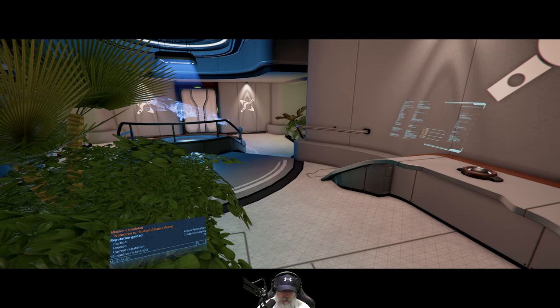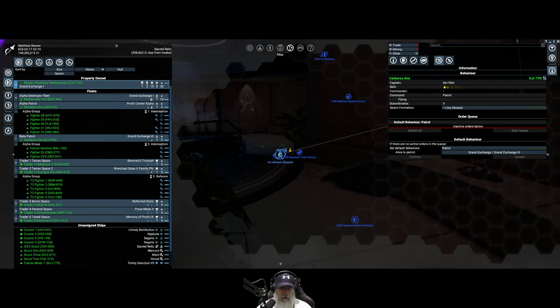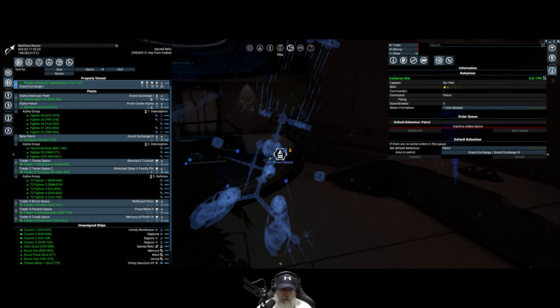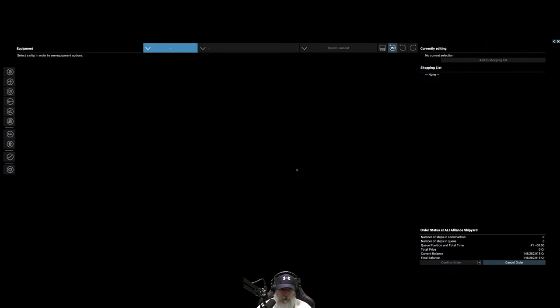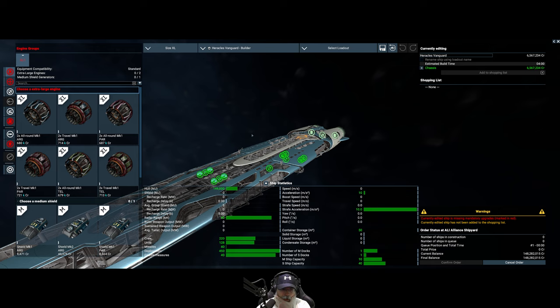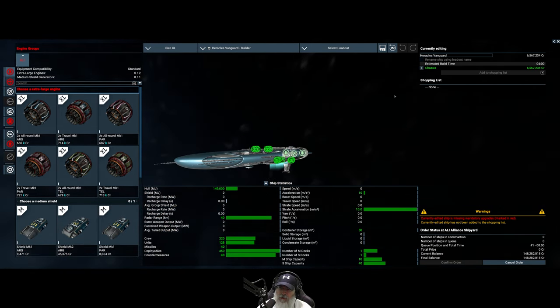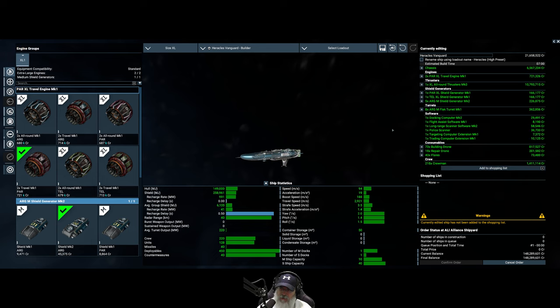Okay, cool. So that means we can now... this is an Alliance shipyard. What kind of Alliance ship can we get? Heracles Vanguard Builder. So that's just a Paranet Builder. I wonder what the difference is between this and the normal Heracles Vanguard. Just out of curiosity, I do need to get a builder at some point. High Priest on that is 21 million.